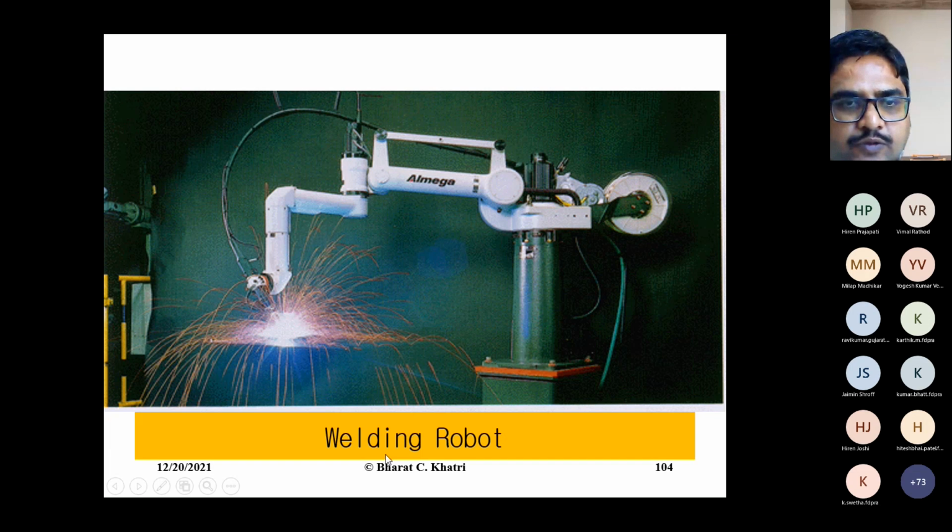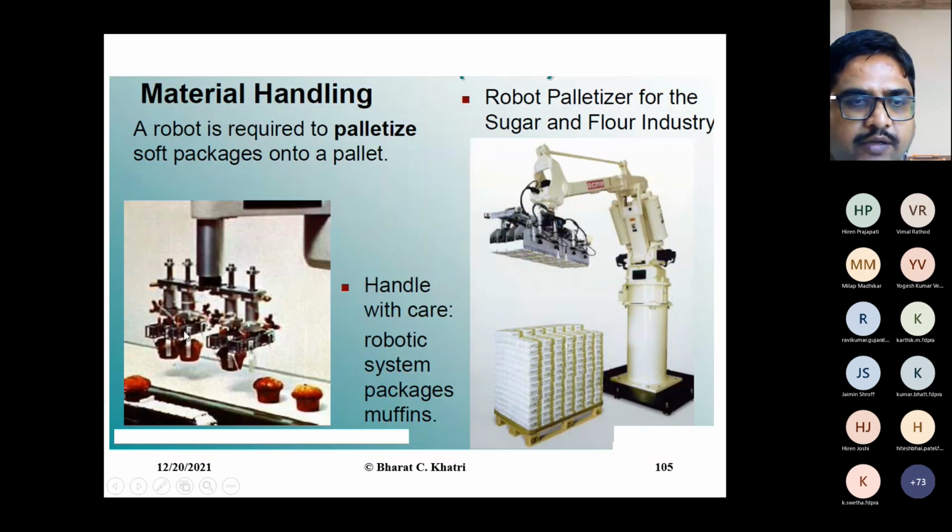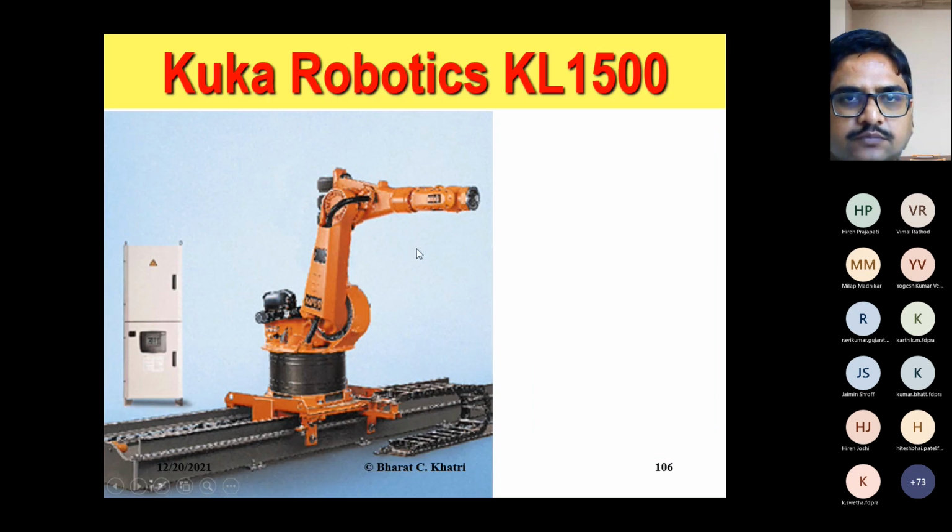Welding robots that are used to weld parts. Material handling robots that can pick and place parts are shown here. KUKA Robotics, I am showing KUKA because it is a leading robotic manufacturer. They manufacture the industrial robots that are normally used. It has 6-axis capability.